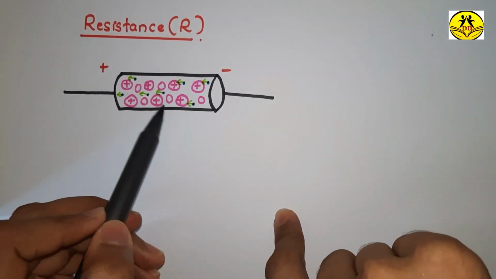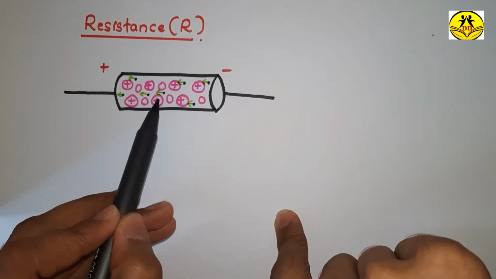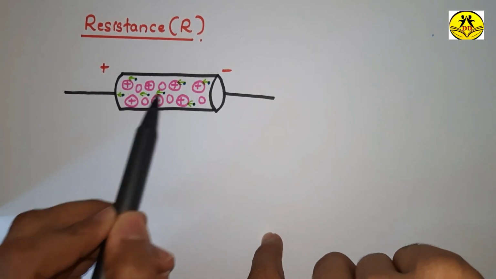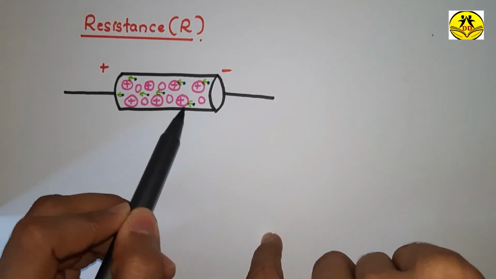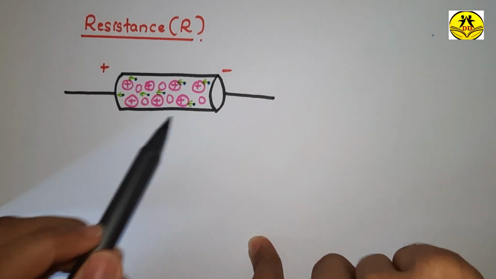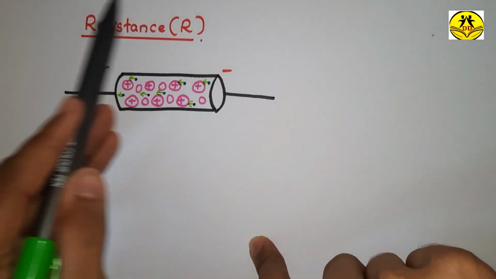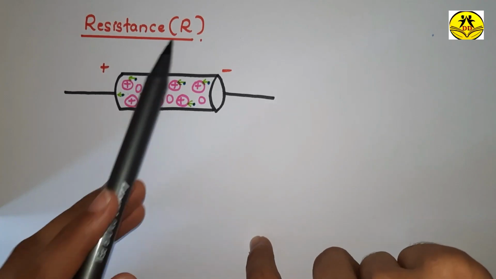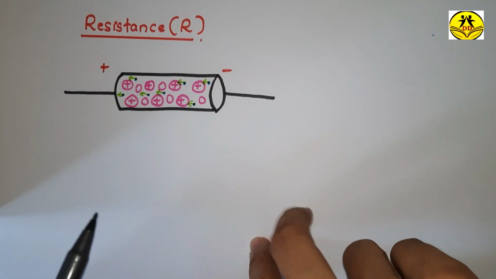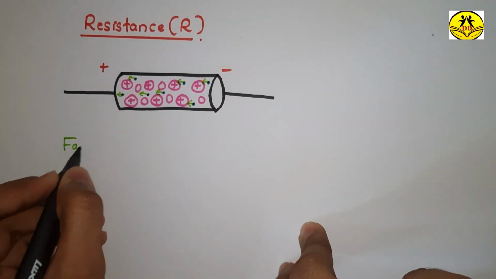In metallic conductors, there are some atoms whose outermost electron is not removed as well. So these electrons collide on these cations and atoms. This creates an obstruction to the flow of electrons. That obstruction is called resistance. We denote resistance by capital R. There are various factors affecting the resistance of a conductor. Now, what are those factors?